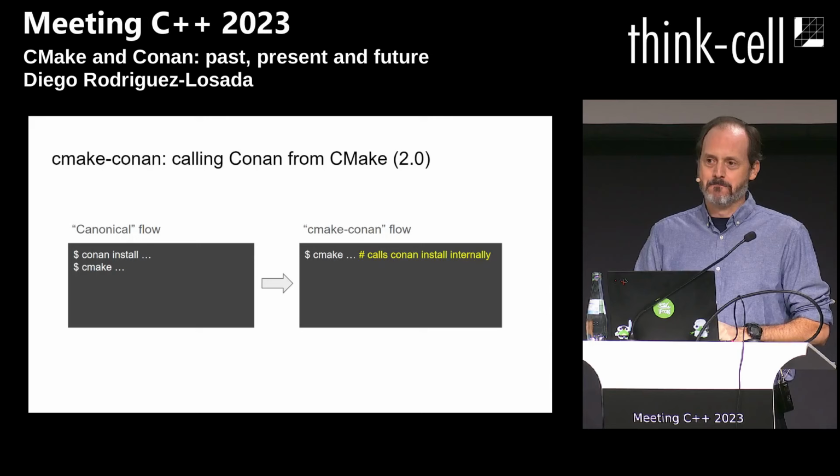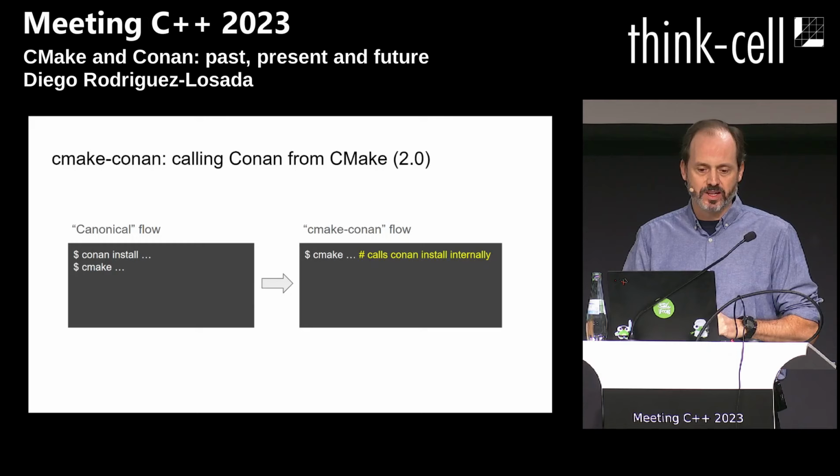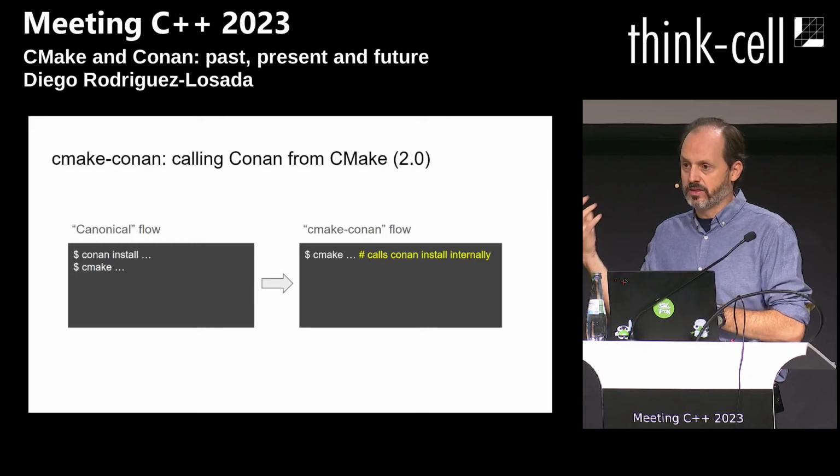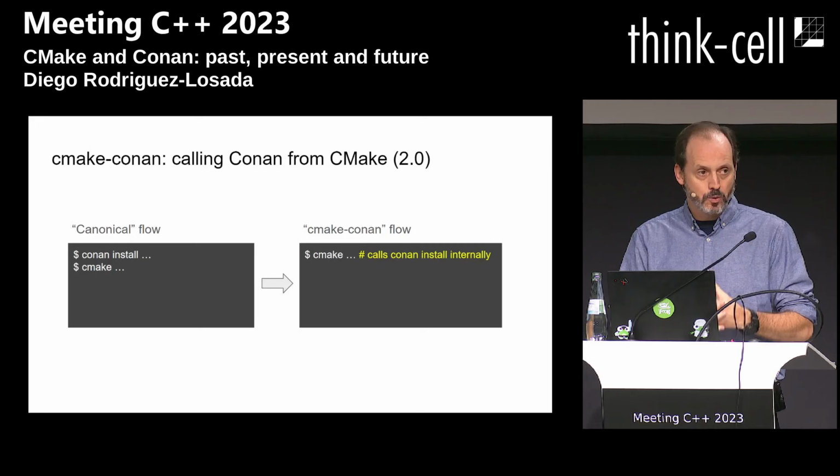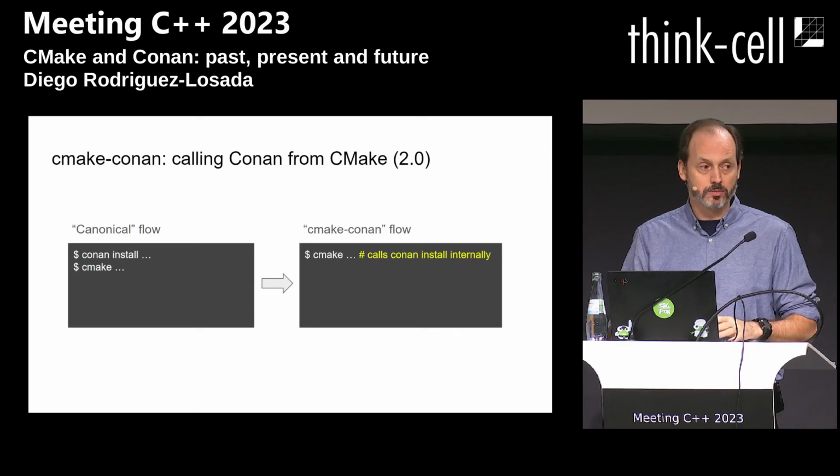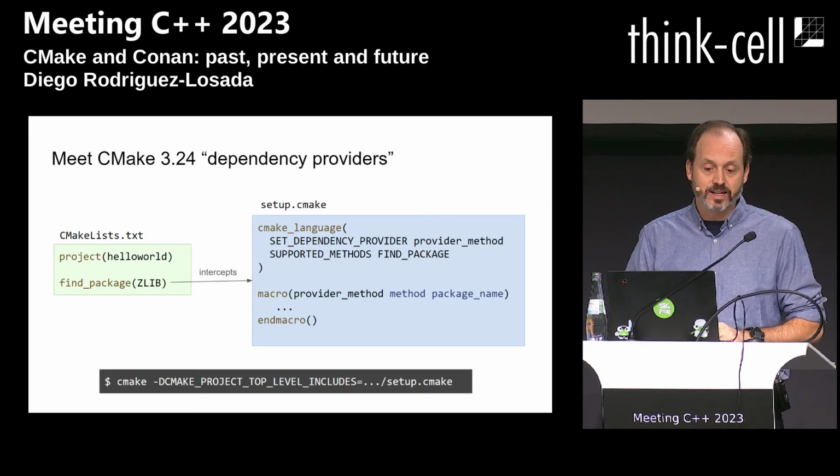Okay, and finally, something super exciting is the CMake Conan integration for Conan 2.0, because this need was still there. There were still users that wanted, in Conan 2, for developers to just be calling CMake and not having to call conan install before. Good news. CMake 3.24 introduces dependency providers.